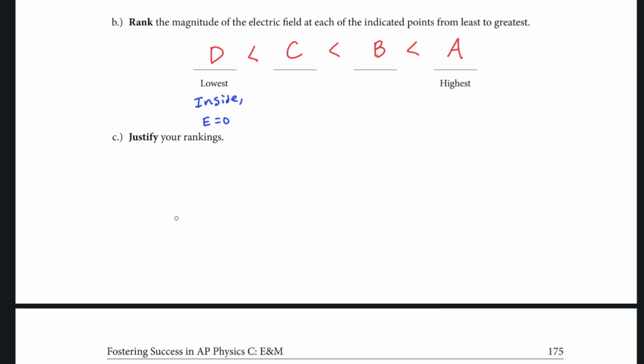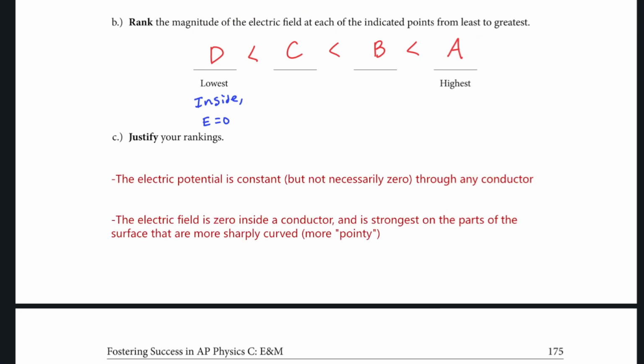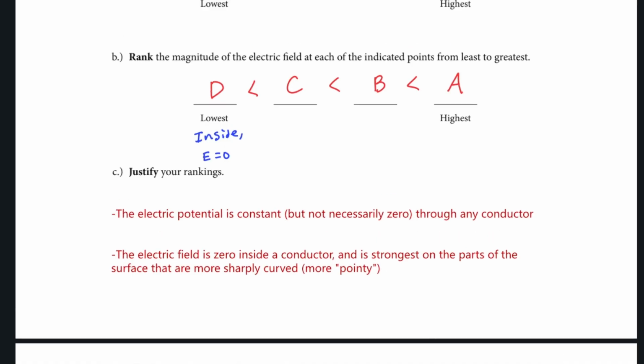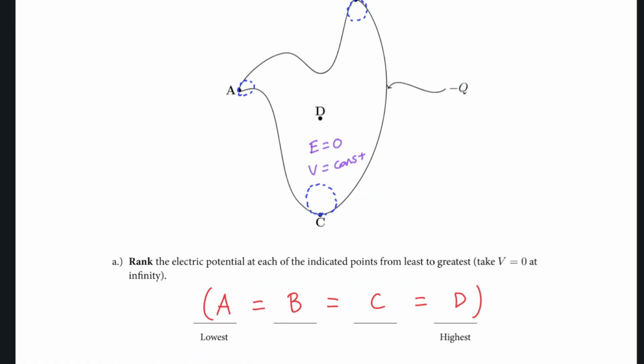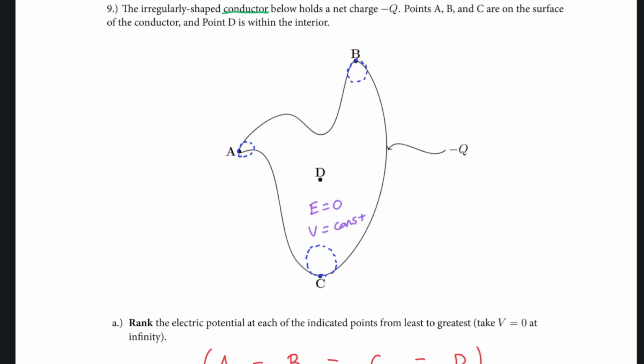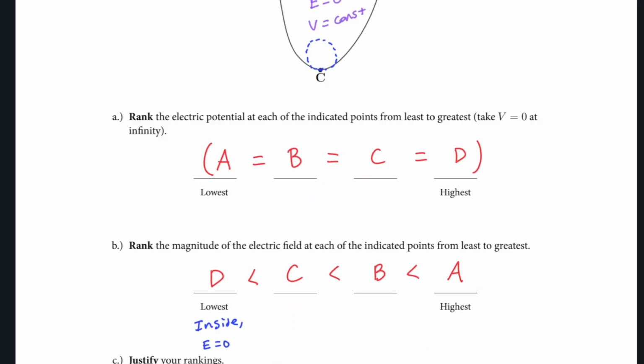So justify our rankings. Electric potential is constant, and that means the electric field is 0 inside, and it's strongest on the parts of the surface that are more sharply curved, also known as more pointy. Yes, that is a totally valid argument, is just saying A is the pointiest. Everybody knows what you mean if you say that.